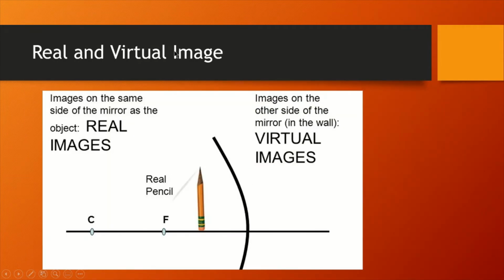Now let's do a comparison. So we see that a real image is always on the same side as the object. If it is a mirror, this is a mirror. So the object is here, the image will be formed somewhere here. It's the same side as the object. And a virtual image will always be formed on the opposite side to the object, on the other side of the mirror, inside the mirror. So this is a virtual image. Okay, and a real image will always be inverted, like I mentioned before.